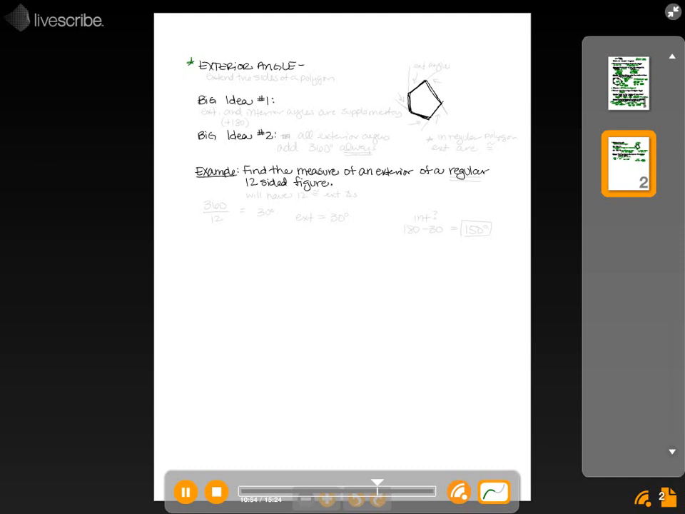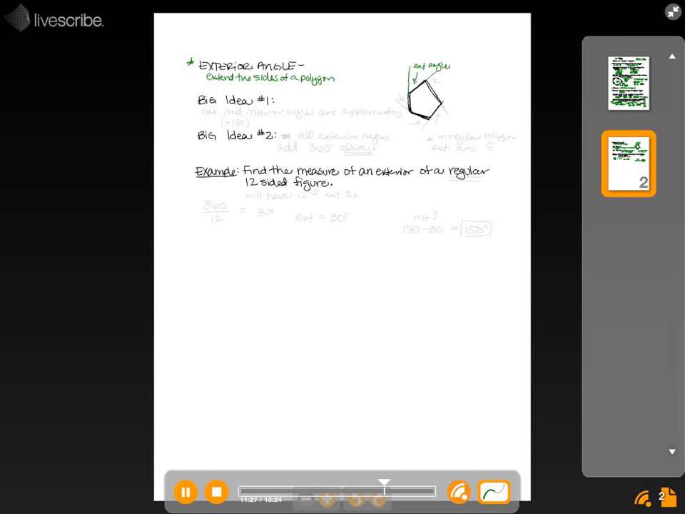The next thing we have here is a definition, a vocabulary word. It's an exterior angle. For an exterior angle, you're going to extend the sides of a polygon, and here's what it would look like. We extend one side. The exterior angle is right here. Alright?